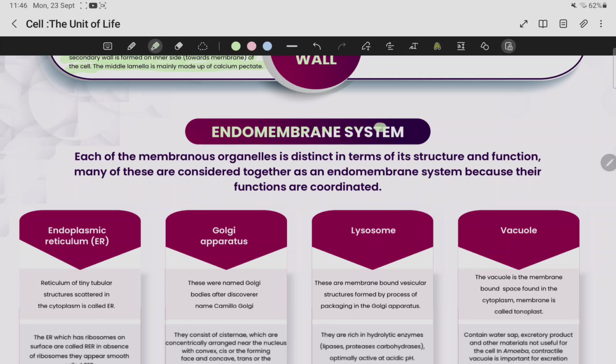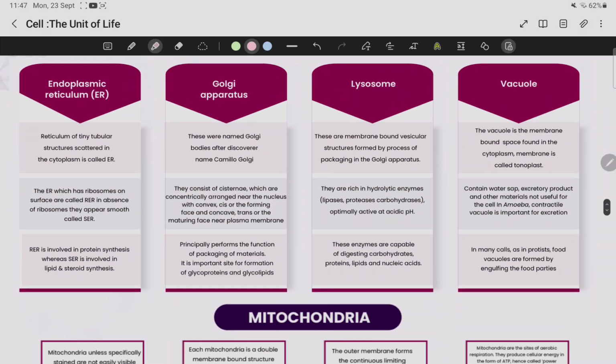Endomembrane system. Each of the membranous organelles is distinct in terms of structure and functions. Many of these are considered together as an endomembrane system because their functions are coordinated. We have certain things such as endoplasmic reticulum, Golgi apparatus, lysosomes, and vacuoles. We'll be reading their details line by line, starting from the endoplasmic reticulum.